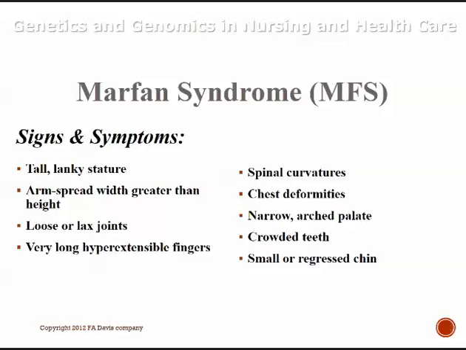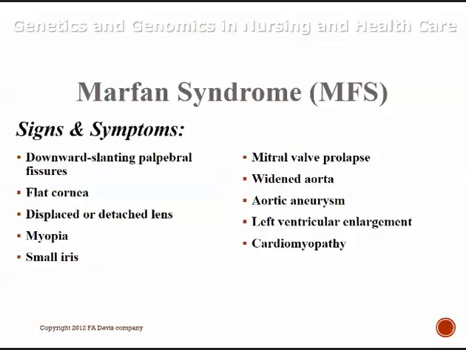They're usually a tall, lanky stature, arm span greater than the height, loose, lax joints, long, hyperextensible fingers, spinal curvatures, chest deformities, narrow arched palate, crowded teeth, smaller regressed chin. Those are some of the characteristics. Here are some more: downward slanting palpebral fissures, flat cornea, displaced or detached lens, myopia, small iris, mitral valve prolapse, widened aorta, aortic aneurysm, left ventricular enlargement, and cardiomyopathy.